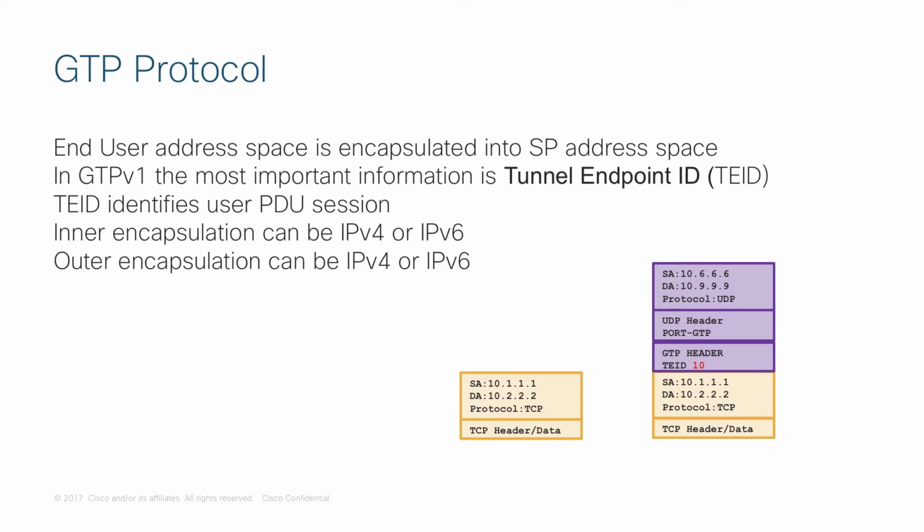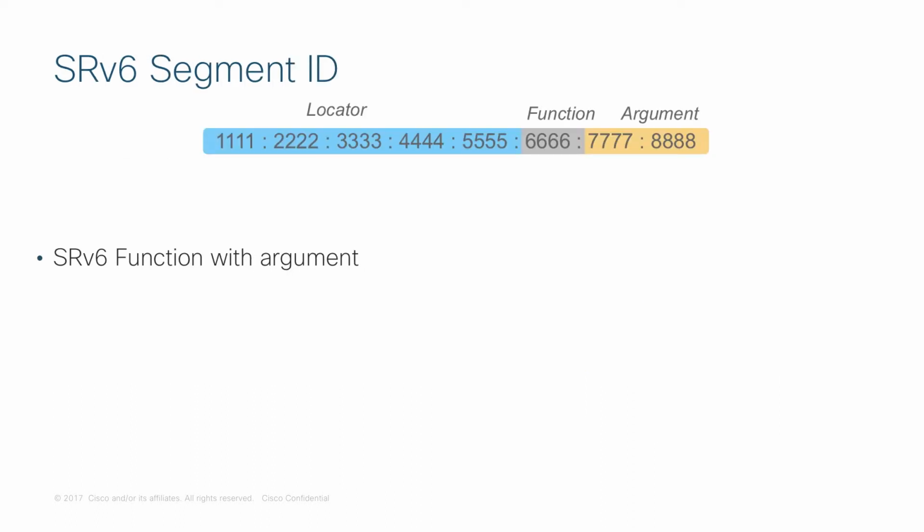The segment ID, or SID, in SRv6 is a very powerful concept. It looks like an IPv6 address as it is 128 bits long, but it is not an IPv6 address, but a functional identifier. It has basically 2 parts. The first part is a locator, which is typically the routable portion of the SID, and the second part is the function identifier. This function can also have one or more arguments.